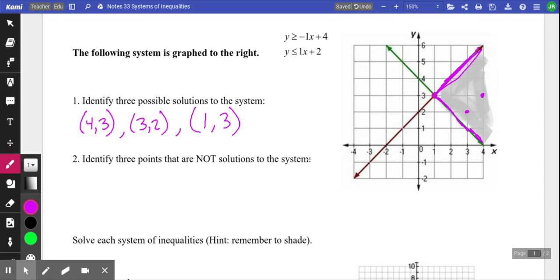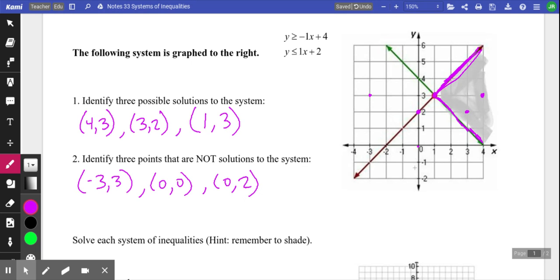Points that would not be solutions would be anything from the non-shaded region, such as (-3, 3). Negative 3, positive 3 would be right here. That's clearly not in the shaded region. (0, 0) would not be in the shaded region. But not only that, a point that is on the line but not touching the shaded region, this one right here, would not be a solution to the system. That would be the ordered pair (0, 2).